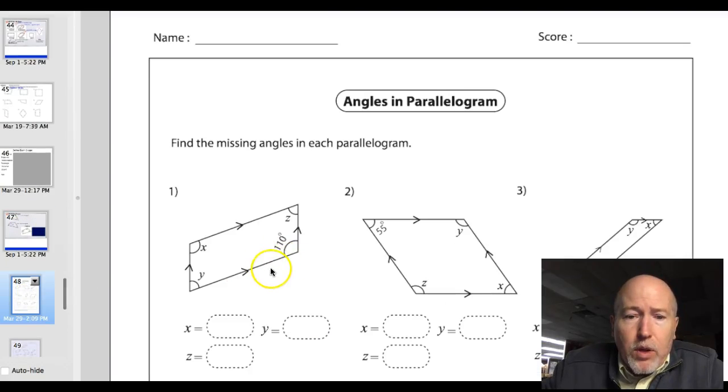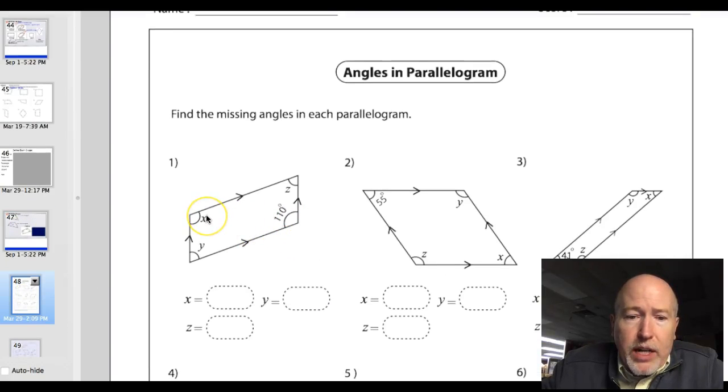Let's try a couple. What's the missing angle right here? It's 110 degrees, because this one's 110 degrees. Well, wait a minute. If this one's 110 degrees, what's this measure? You're right, it's 70, because together these 2 angles in a parallelogram will add up to be 180 degrees. This one here, the opposite angle, is also 70 degrees. So 110, 110, 70, and 70.